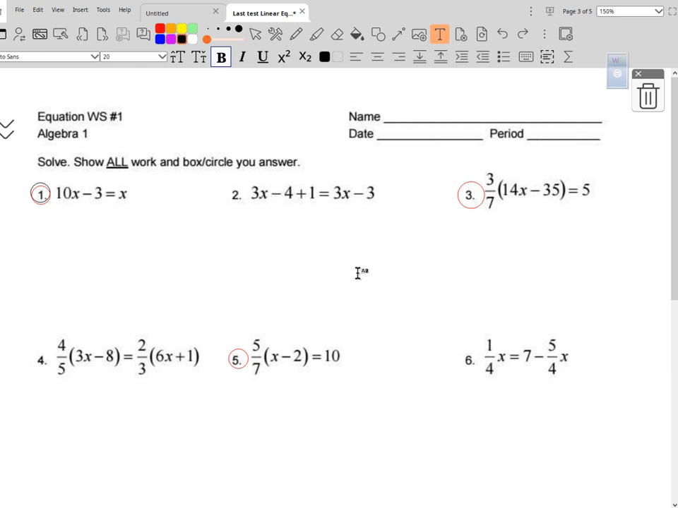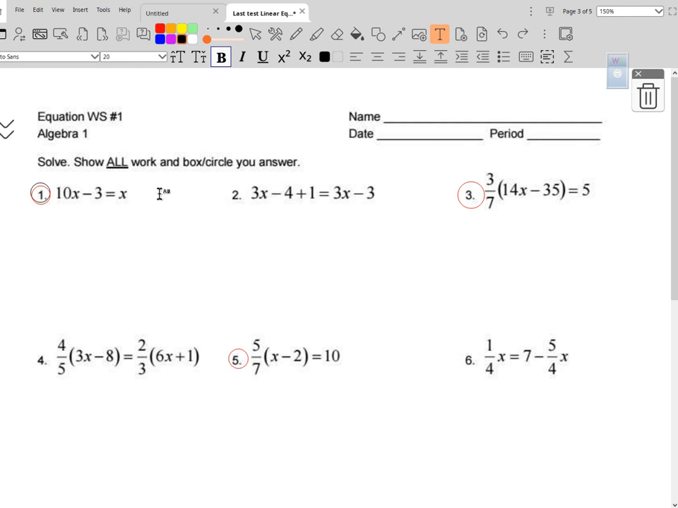solve, so show all work, and box or circle your answer. We're going to start with number 1. We have a variable on the left side and a variable on the right side. This one looks like a pretty easy one with variables on both sides, but it's a little bit tricky because kids get confused here. So we're looking at variable terms. One of our things is, if necessary, get variables on the same side before we start undoing operations, right?